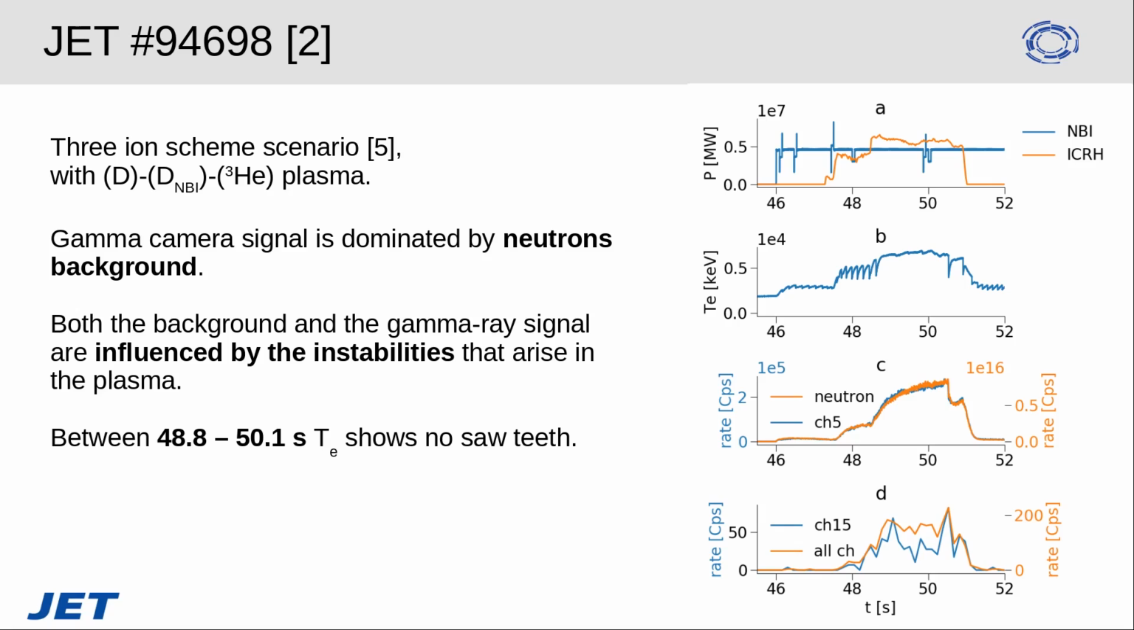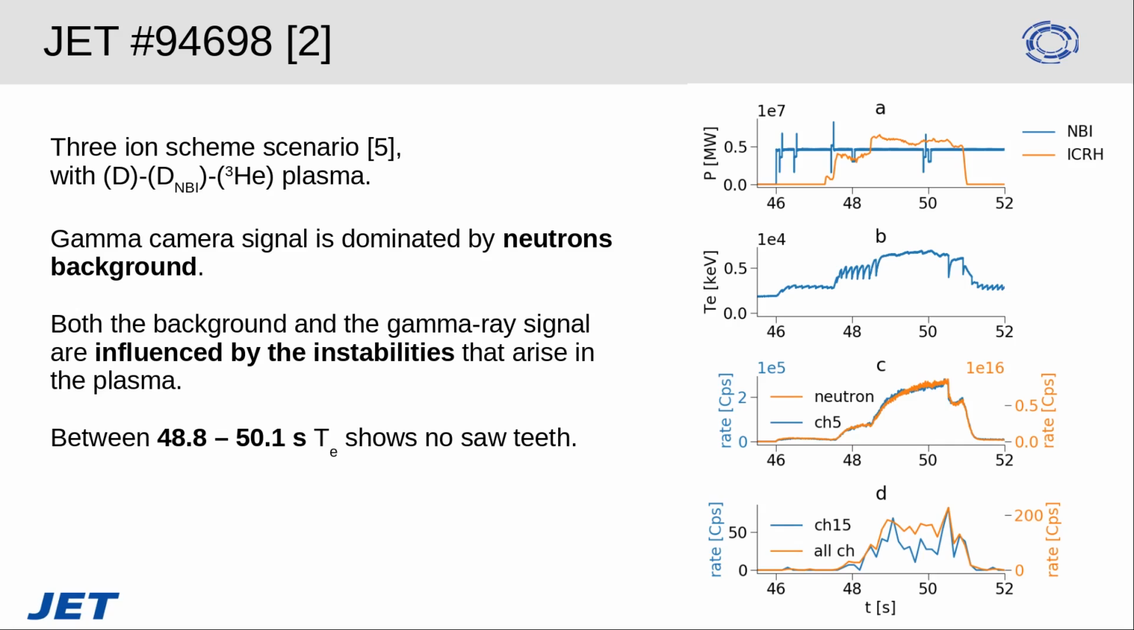The scheme for the heating is shown in picture A, while in picture B there is the time trace of the electron temperature as measured by the ECE diagnostic. You can see there are some instabilities in this plasma that give rise to sawteeth in the signal, but there is a period of stability between 48.8 seconds and 50.4 seconds, which was used for the inversion.